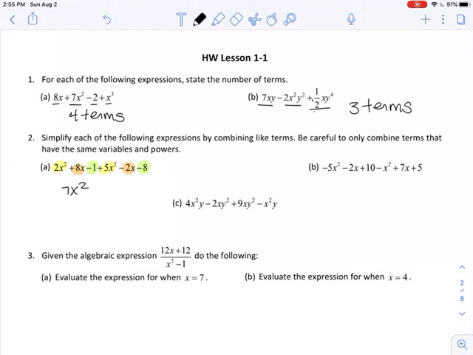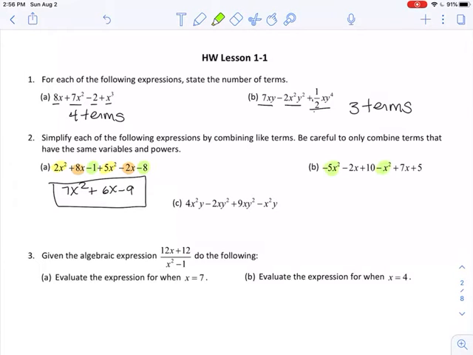2x squared plus 5x squared is 7x squared. 8x minus 2x is 6x. And negative 1 and negative 8 is negative 9. So that's my final answer, 7x squared plus 6x minus 9.